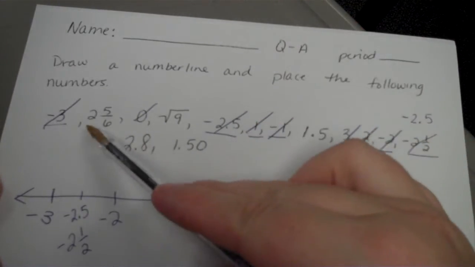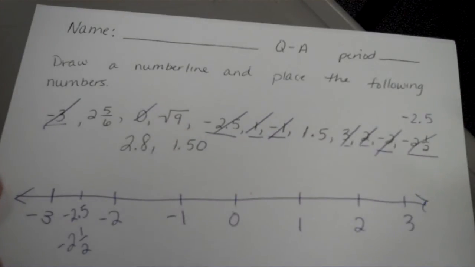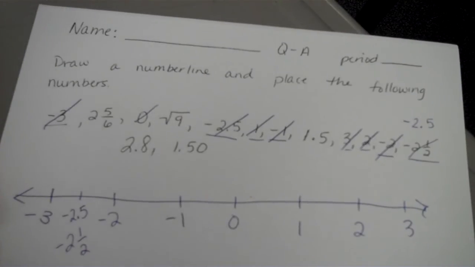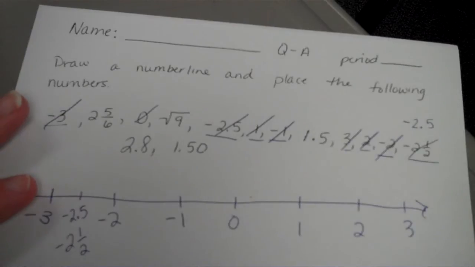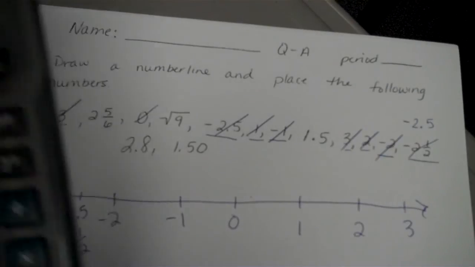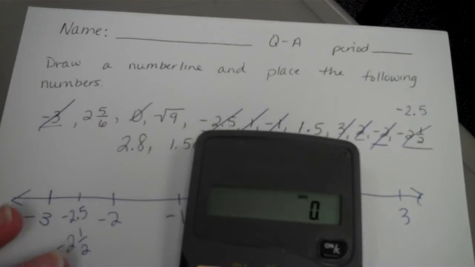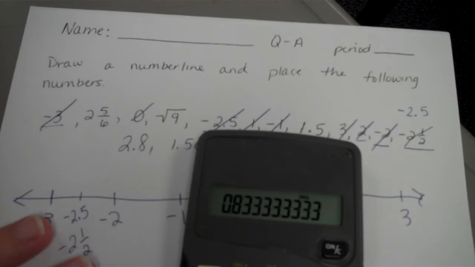All right, now I have 2 and 5/6, 2.5, 1.50, 1.5, and the square root of 9. First, I'm going to turn everything that is not a decimal into a decimal so I can figure that out. I do the 2 and 5/6 by taking my calculator, hang on, I have to grab a calculator, sorry. So to find how much my 5/6 is worth as a decimal, I take the 5 and put it in first because it's the top number, divide it by 6, the bottom number, and it's 0.833333 forever.